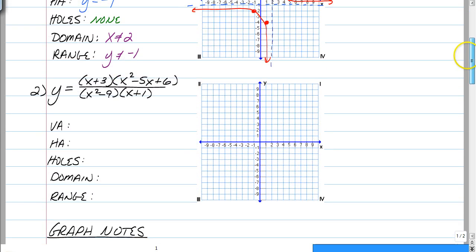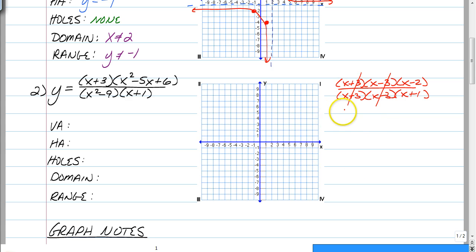Our next example is going to take us to where we have multiple different things to look at. And the first thing is always going to be to factor the top and bottom and cancel. So first we have to work on this part, and we're going to get the x plus 3. And this is going to be an x minus 3 and an x minus 2 for the top. And we're going to have an x plus 3, x minus 3, and x plus 1 on the bottom. And we can see that both of those guys cancel.